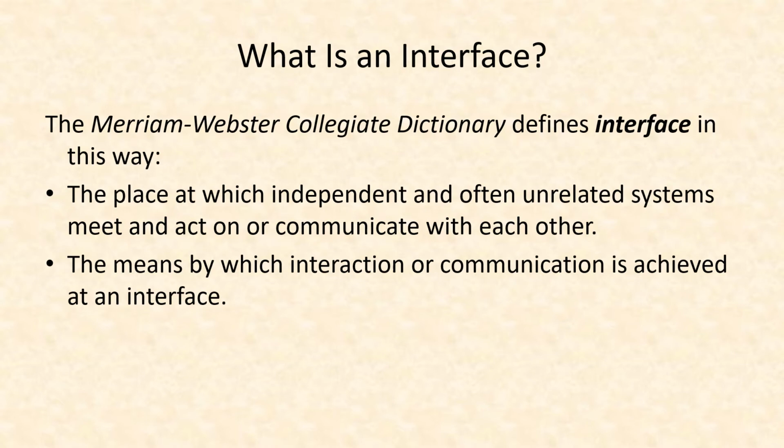Merriam-Webster defined interface as the place at which independent and often unrelated systems meet and act on or communicate with each other, or also the means by which this interaction or communication is achieved at an interface point.